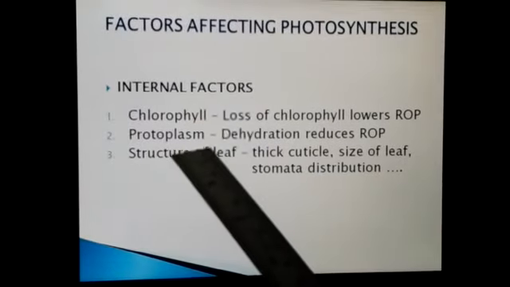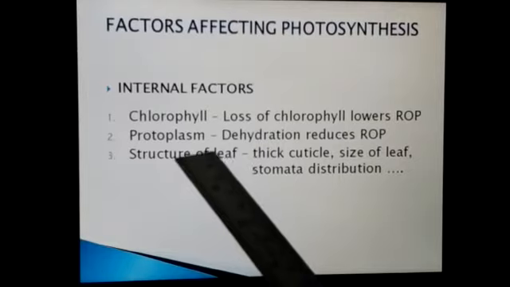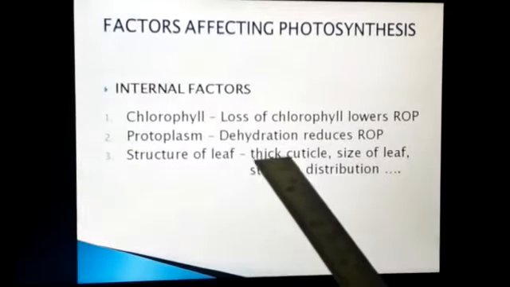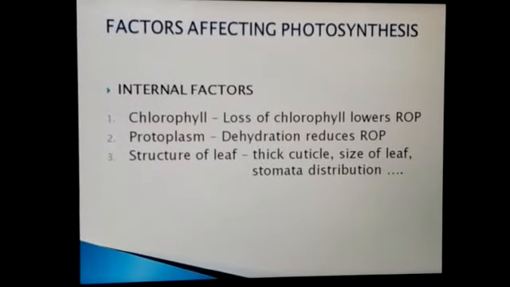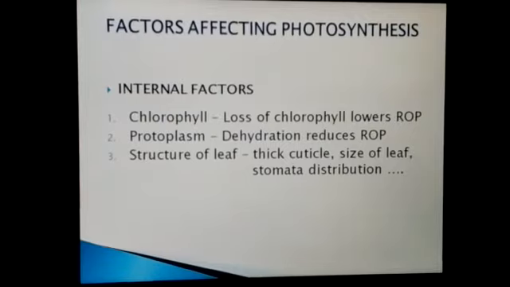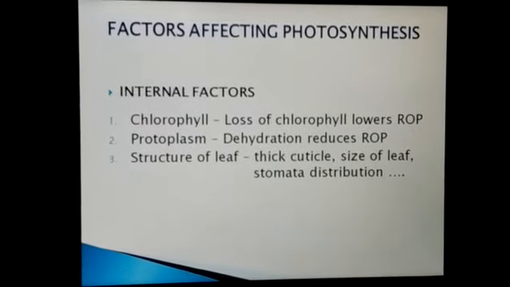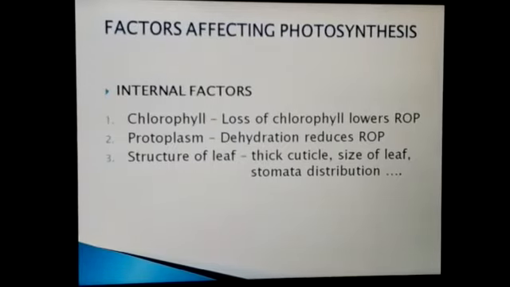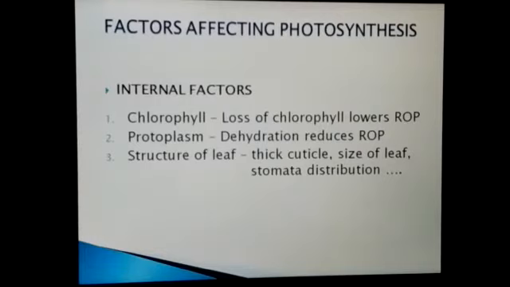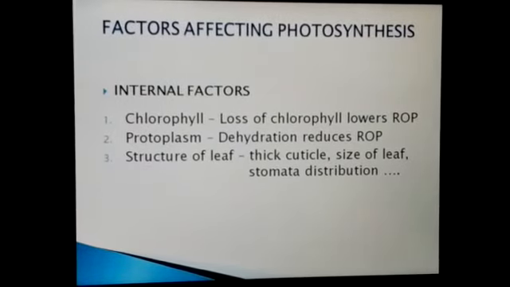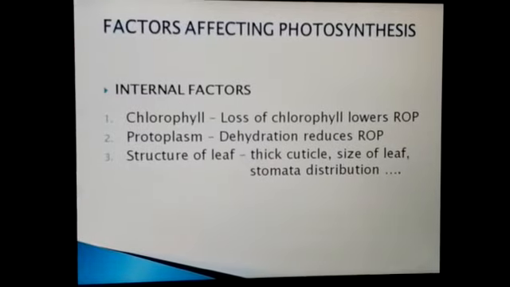Next is protoplasm. Protoplasm has got a normal chemical composition. If there is dehydration, that is, if there is a loss of water content, reduction in water content in protoplasm, that also reduces the photosynthesis process. If suppose glucose which is produced, water is less and its distribution becomes less, that also affects the process of photosynthesis. Structure of leaf.